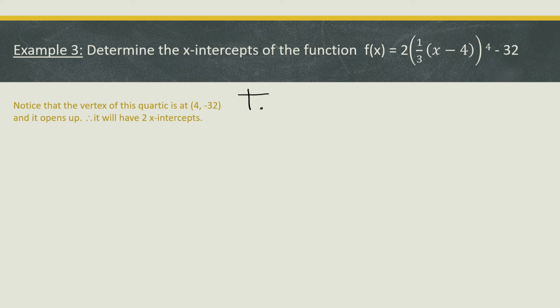So let's say that's 4, negative 32, and it opens up, and it's a quartic in transformed form, so I know it's not going to have that W or M shape. It's going to look like this. I know it's going to have 2 x-intercepts.